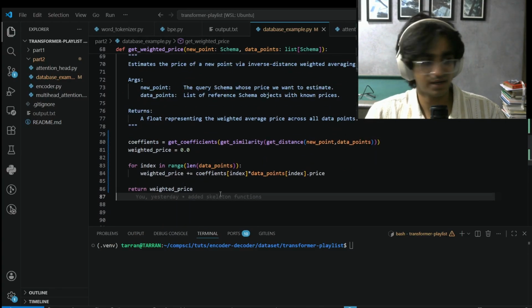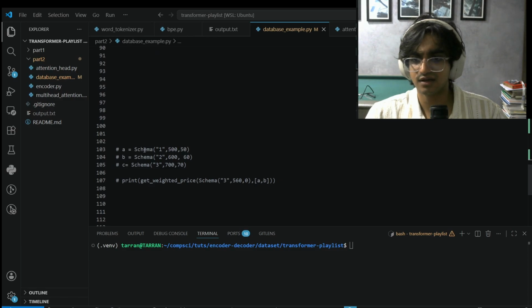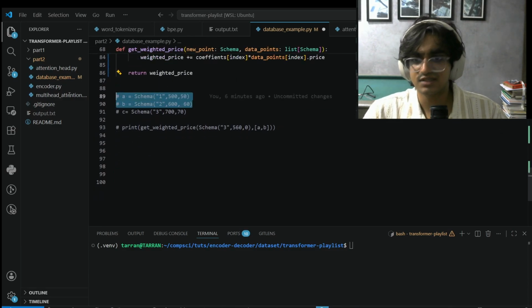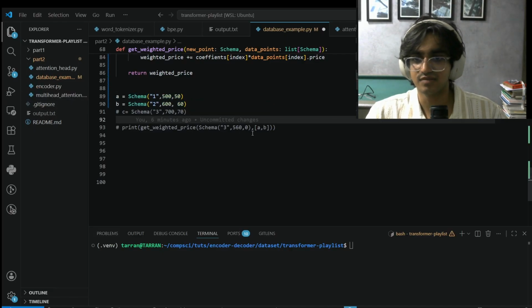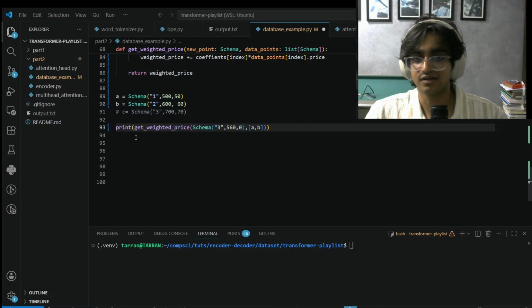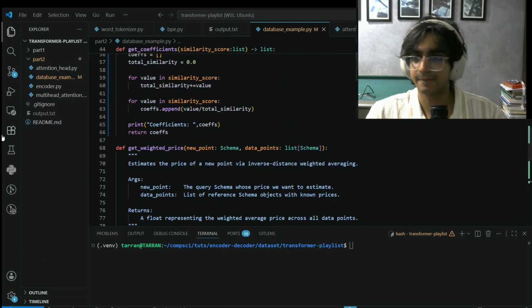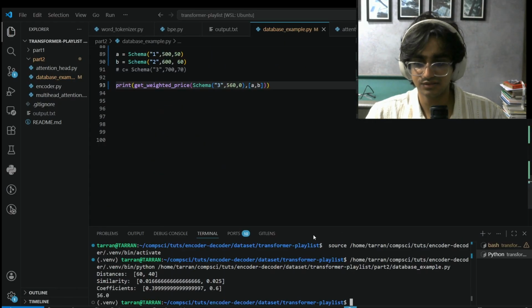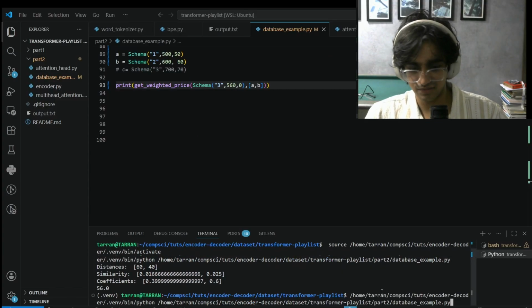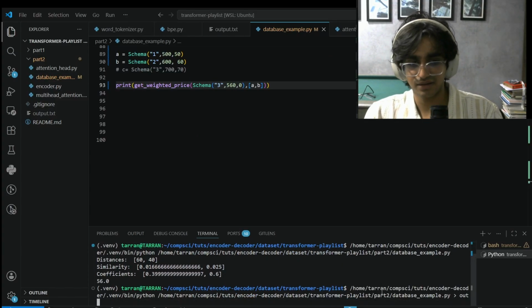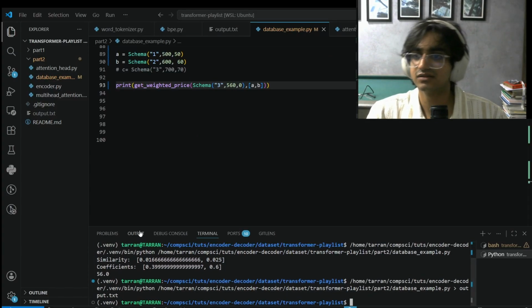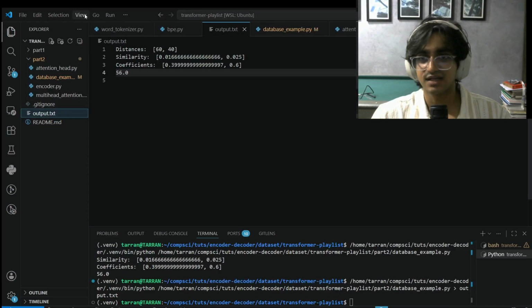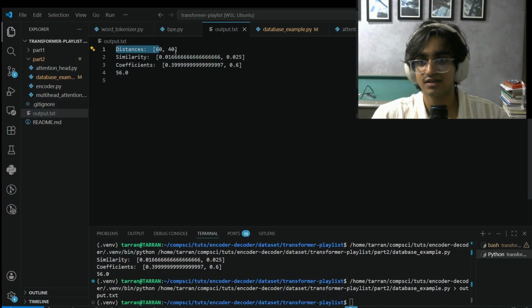And here we've got the weighted price. And over here, I've got our data points. Let's first test with 2 data points, A and B, and we're going to print the weighted score and see if we get the same thing. So I am going to run this code. Let's do that again, but let me pipe it into output.txt, and let's check it out. And we've got it, exactly what we wanted. Our distance is 60, 40.